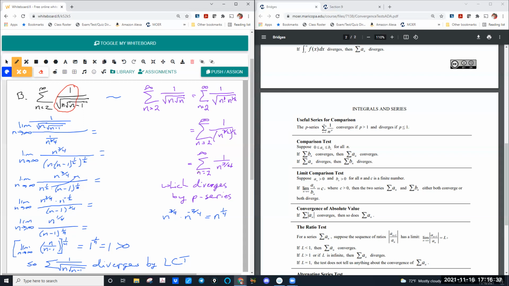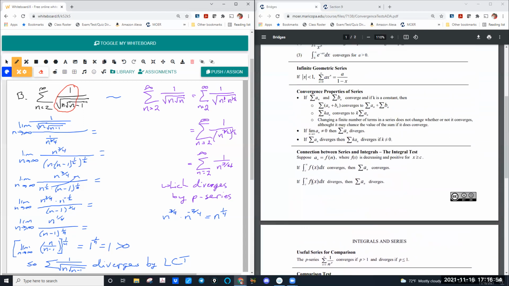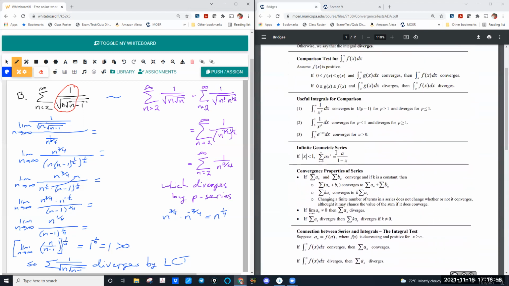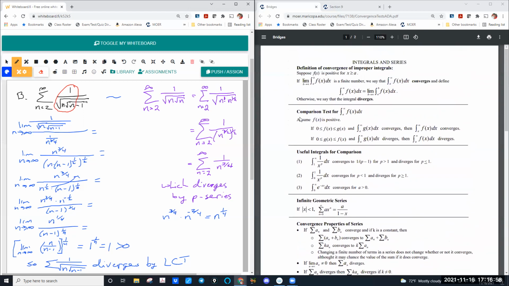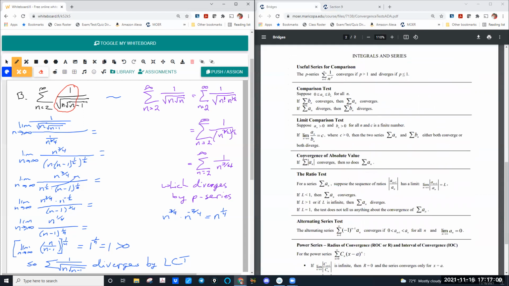One to say, hey, this is what I'm choosing to compare to, and it diverges or converges because of p-series or geometric series. And then we have to go back and do the actual comparison test. So this time it took two. Now, if you're doing integral tests, or if you have a geometric series, or you're doing ratio test or alternating series test, it would just be that one test.